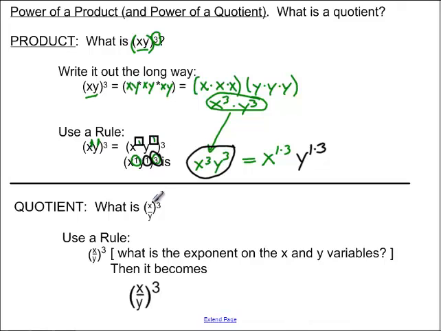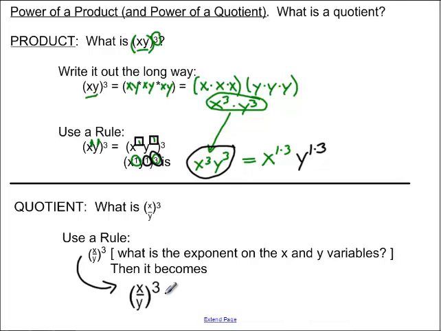Let's take a look at the quotient rule. What is x divided by y, our base, to the third power? Here's our question. It should be written a little bit better up here, but sometimes the Smartboard just doesn't cooperate. So here's our x over y to the third power. What's the base? What's the exponent? Well, our base is x over y, and we're going to write it right down here again as well.